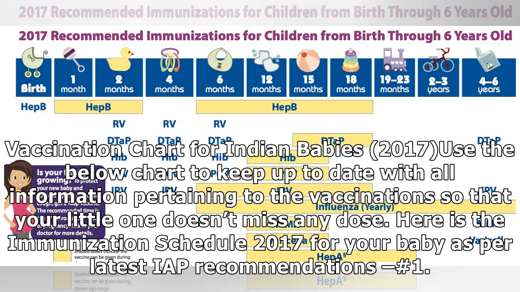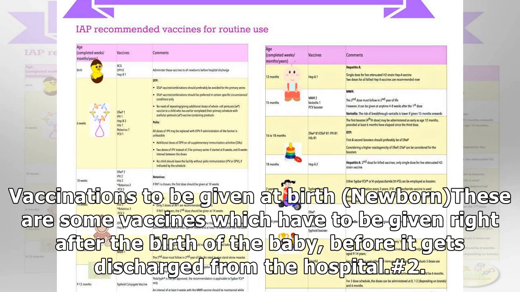Use the below chart to keep up to date with all information pertaining to the vaccinations so that your little one doesn't miss any dose. Here is the immunization schedule 2017 for your baby as per latest IAP recommendations. Vaccinations to be given at birth. Newborn. These are some vaccines which have to be given right after the birth of the baby, before it gets discharged from the hospital.